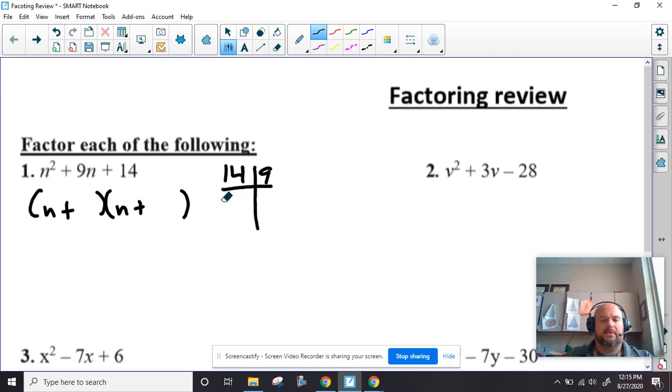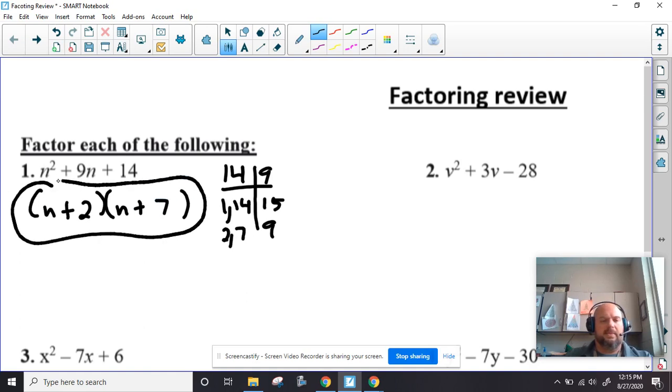Well, factors of 14 are 1 and 14, 2 and 7. Well, 1 plus 14 is 15, 2 plus 7 is 9. All right, these are our actual factors that we need right here. And we're kind of done.